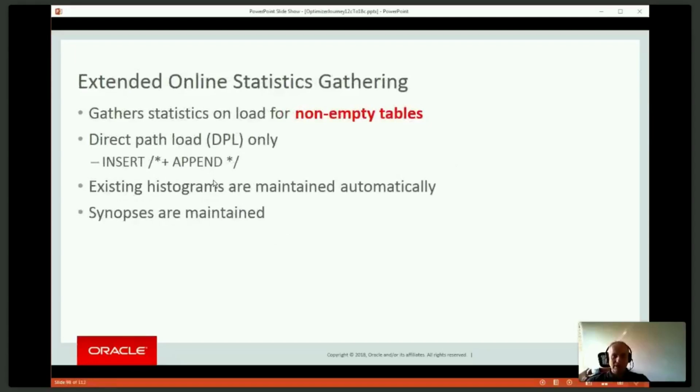So the idea with extended online statistics gathering is that we do gather statistics now on load repeatedly on non-empty tables. So if you have existing histograms on that data, they are also maintained. If you have a histogram on a table and you insert append, it will maintain that histogram and maintain the statistics. Again, synopses are maintained. So this is a simple mechanism. You might imagine, of course, in a cloud-based data warehouse environment, we need the ability to maintain statistics more transparently. So that's what that's about.